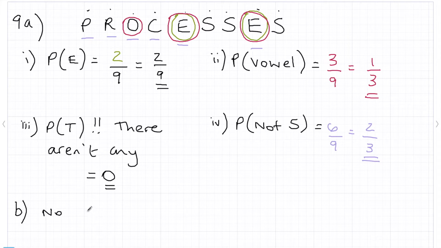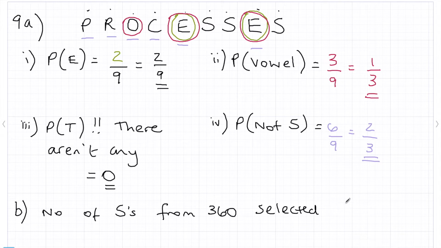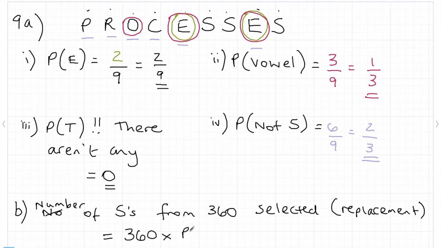Part B, how many times would you expect the letter S to be chosen out of 360? Well, that's 360 times the probability of not a C, which must be 1/3, given that part 4 was 2/3.